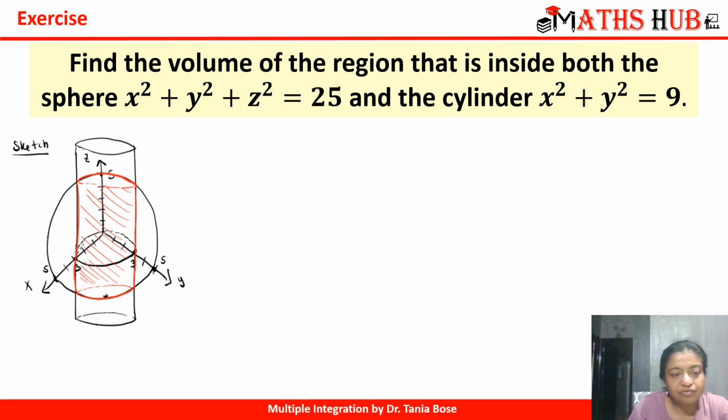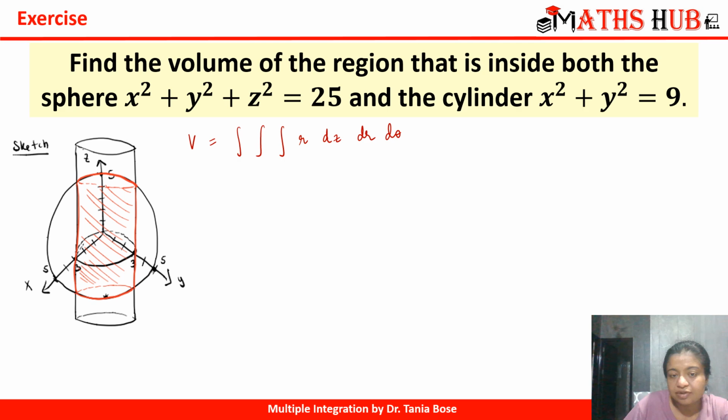So since the question involves a sphere and a cylinder, I would prefer to do this question using cylindrical coordinates, right? In cylindrical coordinates, we know that the volume is basically the triple integral of r dr d theta dz, right? Now, instead of taking this order, I will take the order as dz, dr, d theta, right? That would be more comfortable for me because I will first fix the limits for z, then the limits for r, and then the limits for theta.